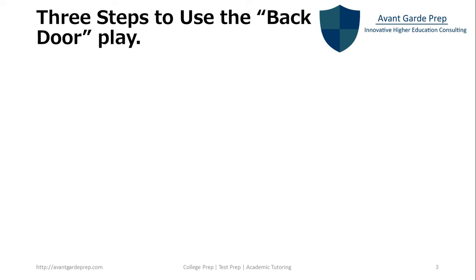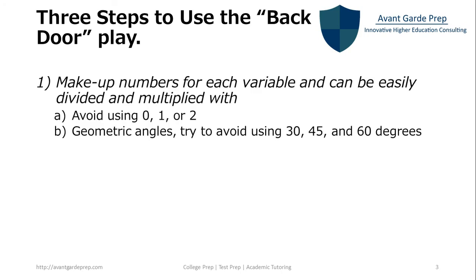Now we'll discuss how we actually implement the backdoor strategy. To use this strategy, you simply make up numbers for the variables. Now that might seem a little bit crazy, but you can actually do that. Of course, there is a catch. The numbers you make up must satisfy all the constraints outlined in the problem. If this does not make sense now, we'll cover this in an example later.